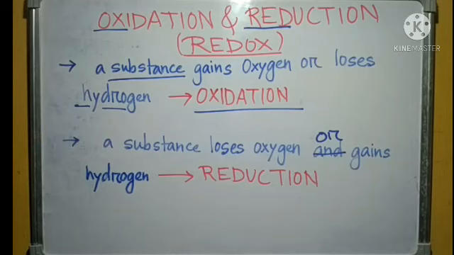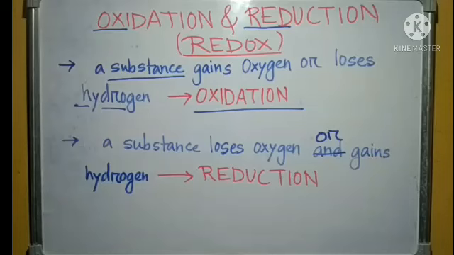If a reactant gets an extra oxygen atom or loses a hydrogen atom, then we say it is oxidized. If a reactant loses an oxygen atom and gets a hydrogen atom, then we say it is reduced. This definition will be clearer to you once we start looking at the examples of oxidation and reduction reactions.